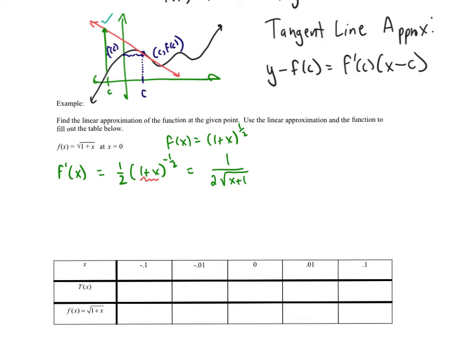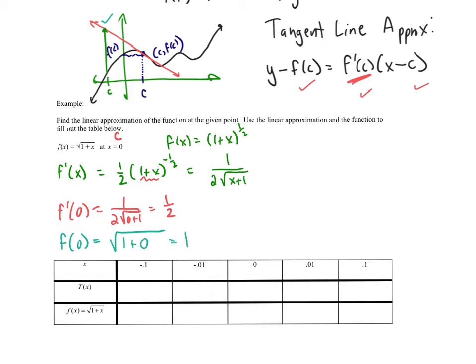So since my c value is 0, I am going to use my f prime of 0 for the slope. That's this part in the function. So f prime of 0 is going to be 1 over 2 times the square root of 0 plus 1, which is 1 half. The only other thing I really need, I know c is 0, I need f of c as well. So f of 0 is my original function at 0, so that's going to be 1 plus square root of 1 plus 0, which is square root of 1, which is 1.